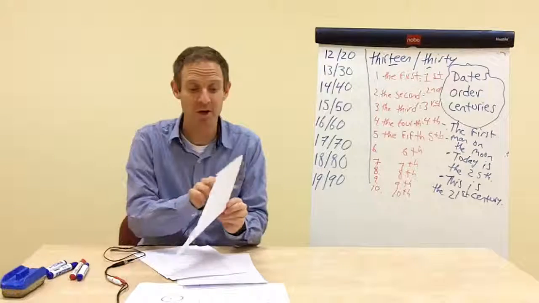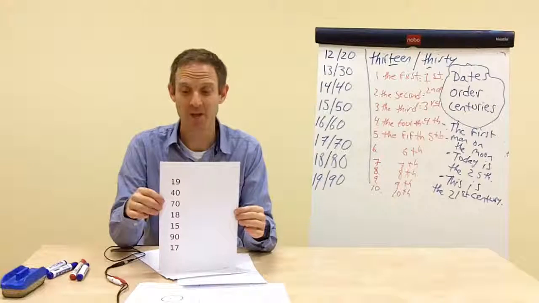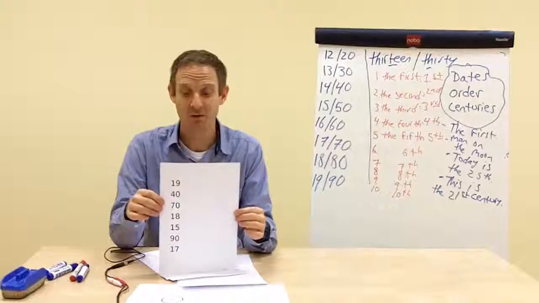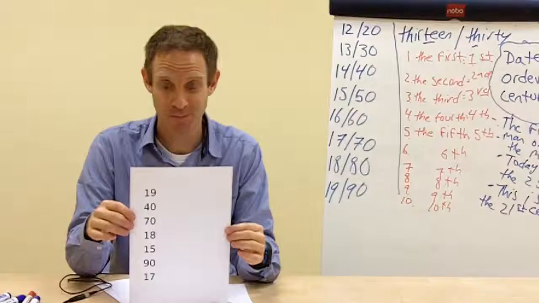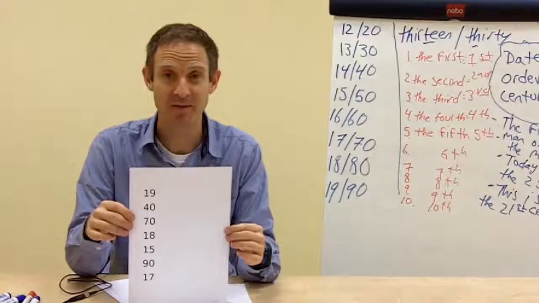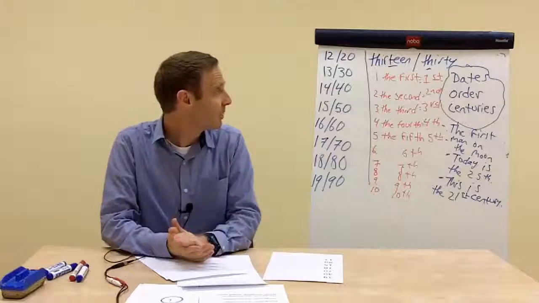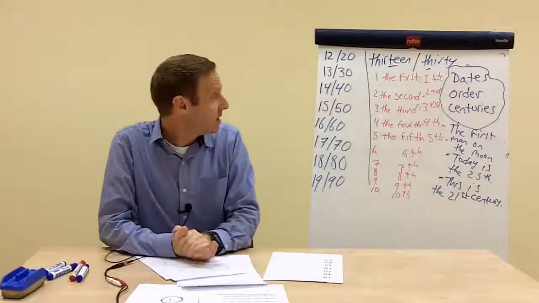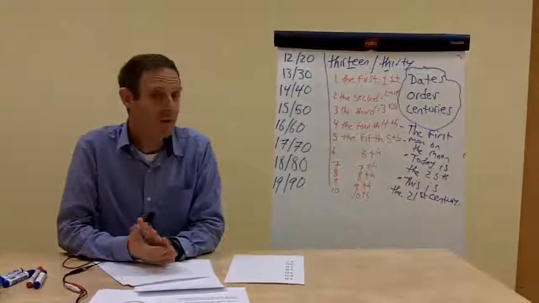So here are the numbers that I just read. So once again, we have 19, 40, 70, 18, 15, 90, and 17. Okay? So, now the next part I want to talk about is something called ordinal numbers.